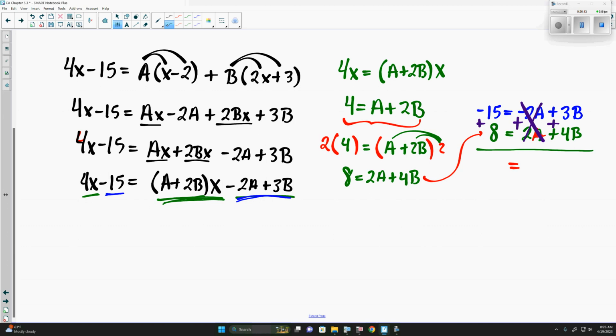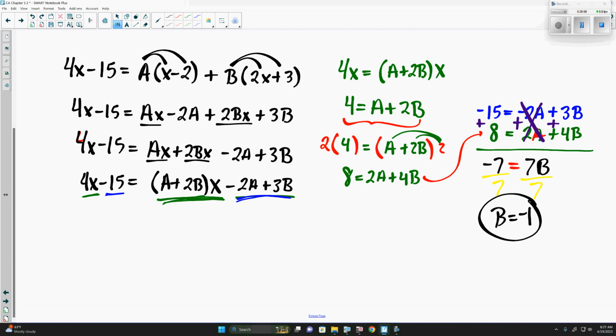Okay. Now, negative 15 plus 8, 8 minus 15 is negative 7. 3b plus 4b is 7b. At this point here, we can solve for b by dividing both sides by 7, telling us that b is negative 1. Any questions on how we found the value of b?